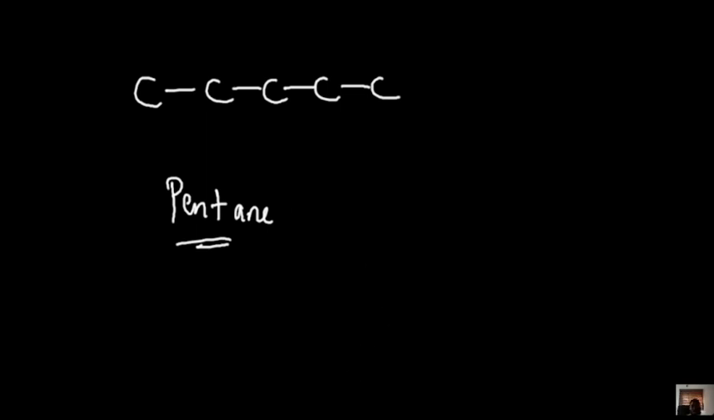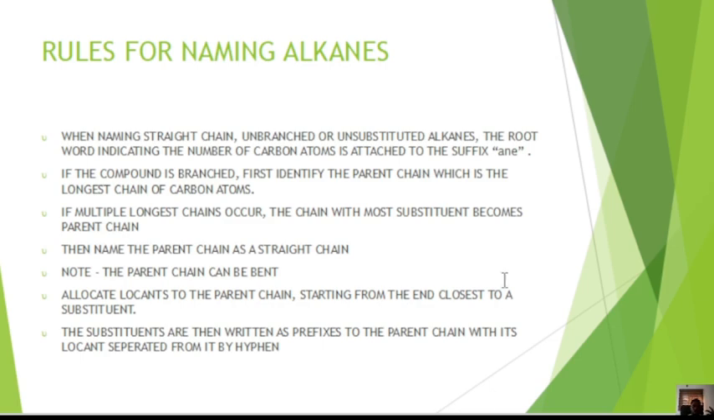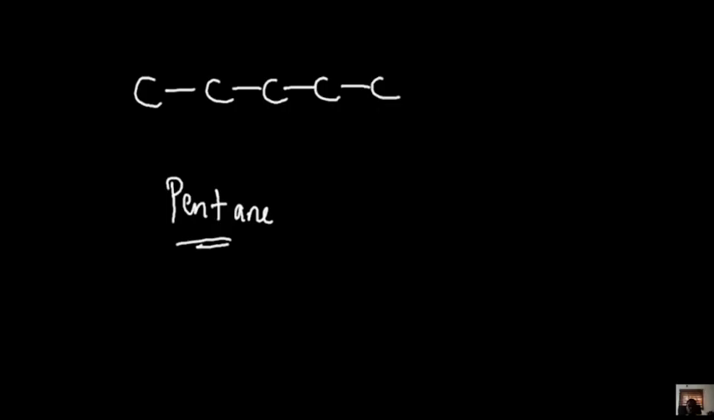Okay, now, with that said, we'll go to the second rule. The second rule says, if the compound is branched, first identify the parent chain, which is the longest chain of carbon atoms. Okay, so note, the first thing you are going to do, if it is branched, is to find the parent chain. Now let's consider a branched chain.